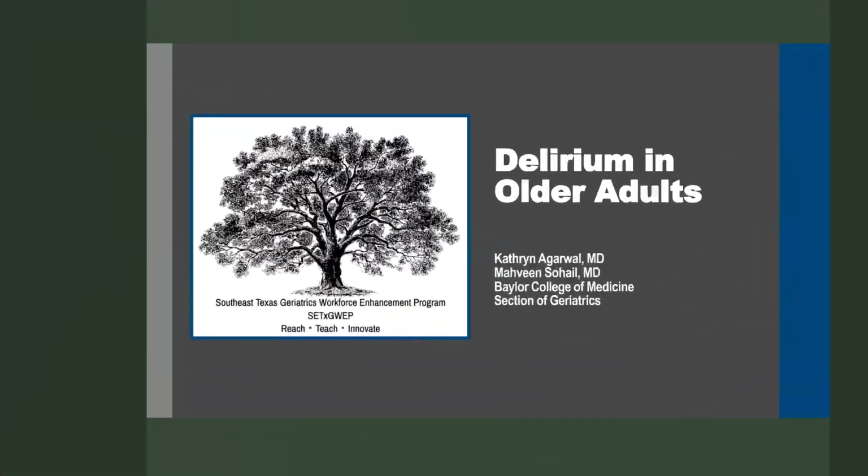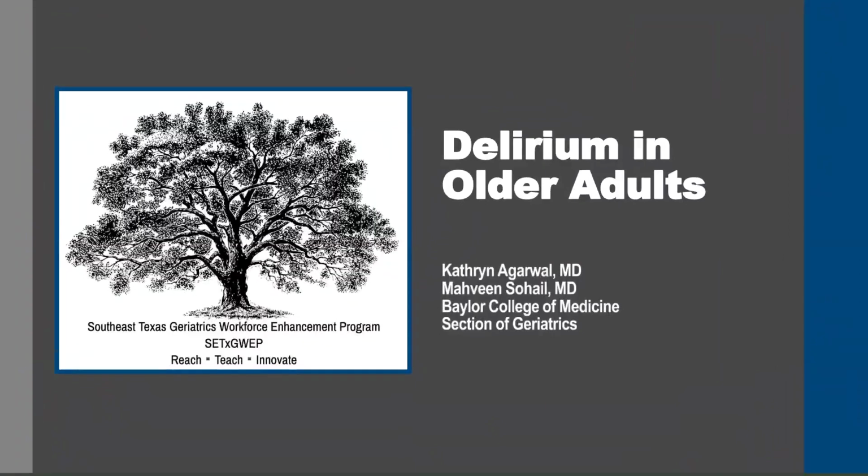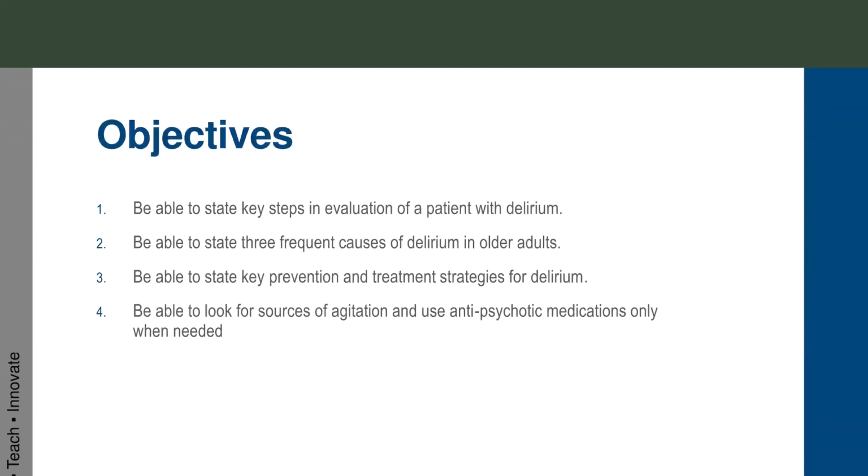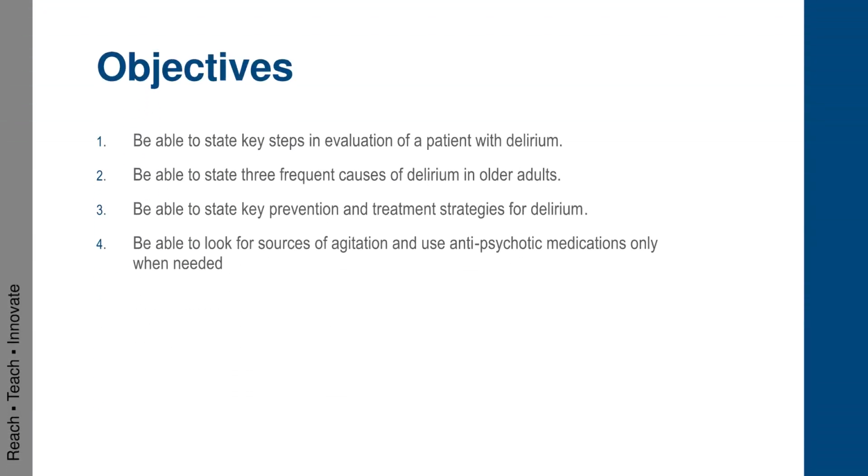This will be the second part of our discussion, focused on prevention and management of delirium. The objectives in this portion are to state key steps in the evaluation of a patient with delirium, to state 3 frequent causes of delirium in older adults, to state key prevention and treatment strategies, as well as to look for sources of agitation and to use antipsychotic medications only when absolutely needed.